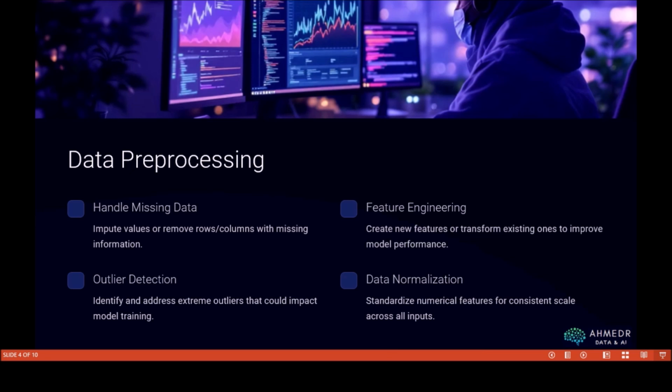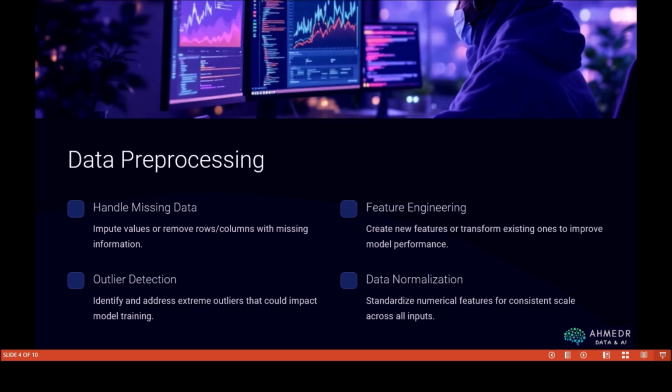Before building a model, we need to pre-process the data to ensure it's clean and ready for analysis. This is often one of the most time-consuming steps. The key action involved in data pre-processing first is handling missing data. When you check for any missing values and decide how to handle them, either by imputing values or removing the rows and columns, it all depends on the data that you have on hand.